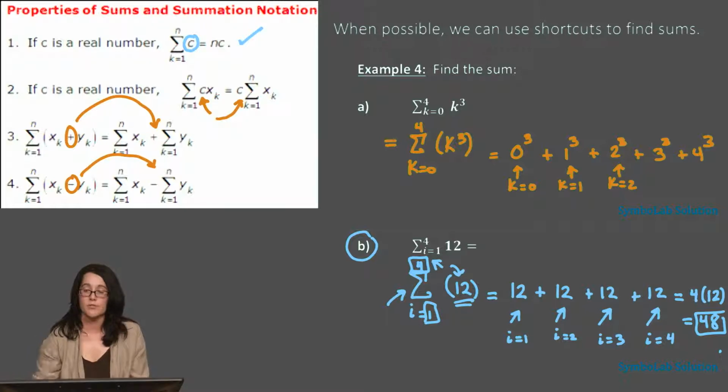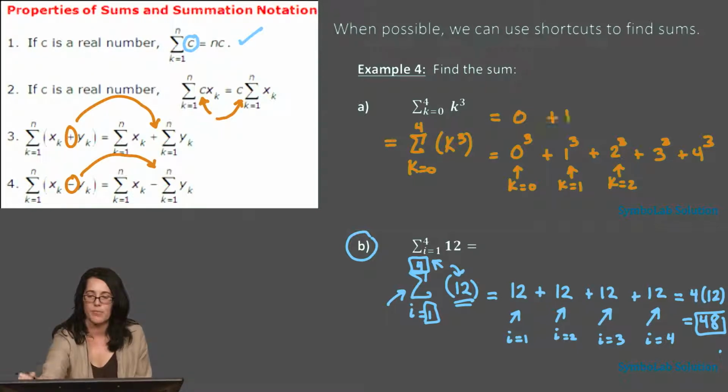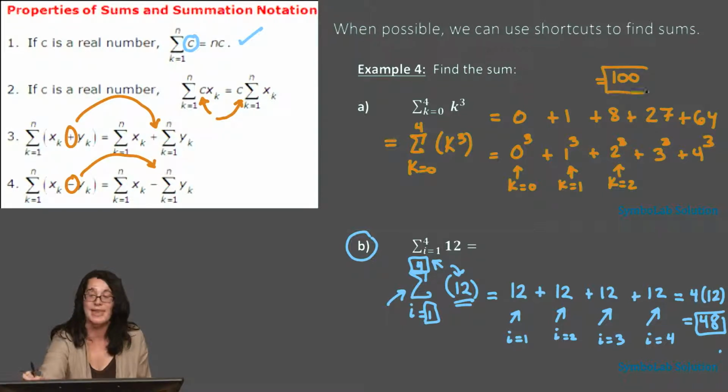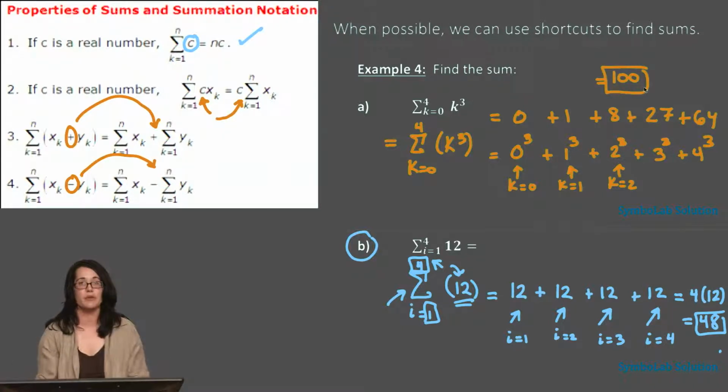So what would our answer be? Go ahead and take a moment. You can pause the video and check it yourself. Did you get 0 plus 1 plus 8 plus 27 plus 64 for a resounding answer of, that's right, 100? And again, your technology could have done that had you inputted it correctly into your calculator or your computer.